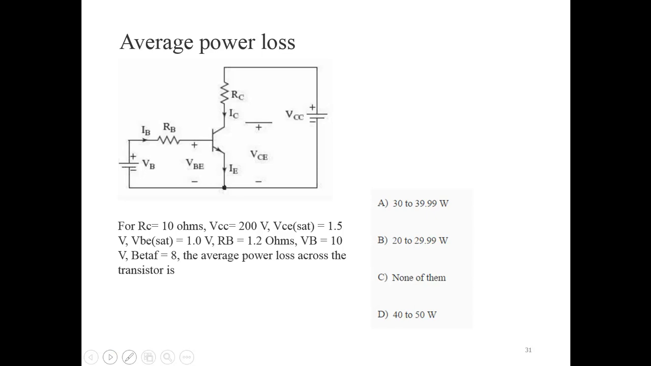The average power loss across the transistor: once you know the current, and you know the voltage across it, you can find V times I, and that will give you the power.